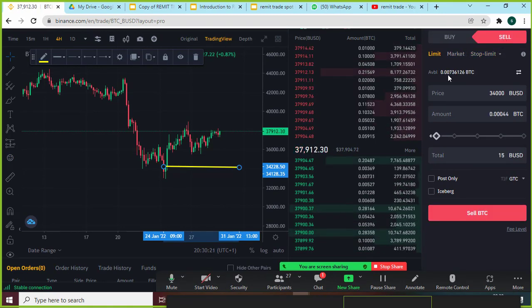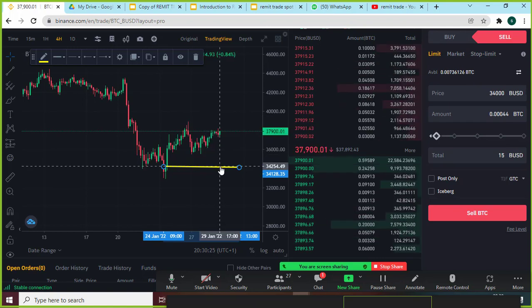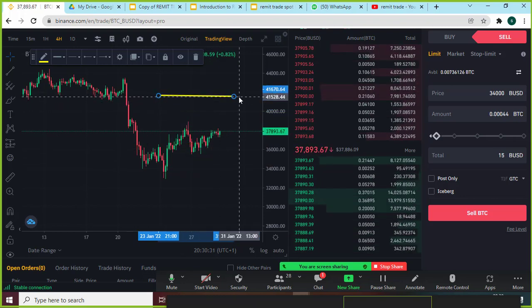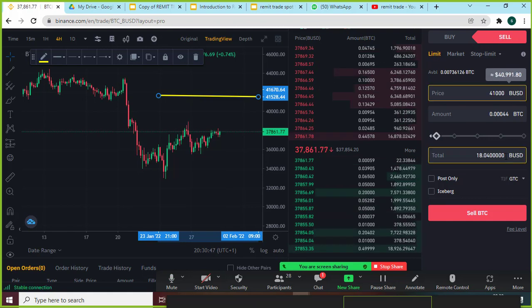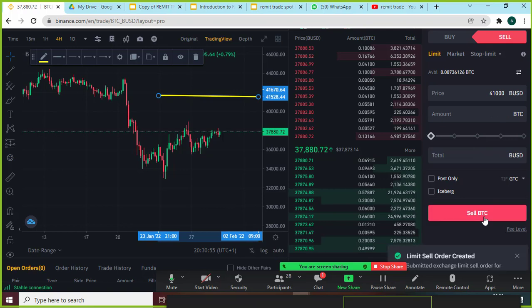Let's say, for example, you want to set a limit sell order. Let's assume our trade eventually executes here, and then we set our target to be here. Market should sell for us at this point of $41,000. All you need to do is to limit sell at this point. Then you put here $41,000, and then here I'll put 15, and then I'll click here sell Bitcoin.